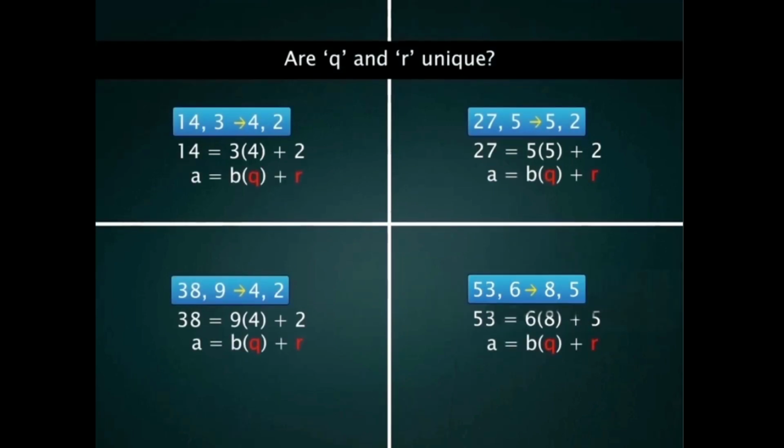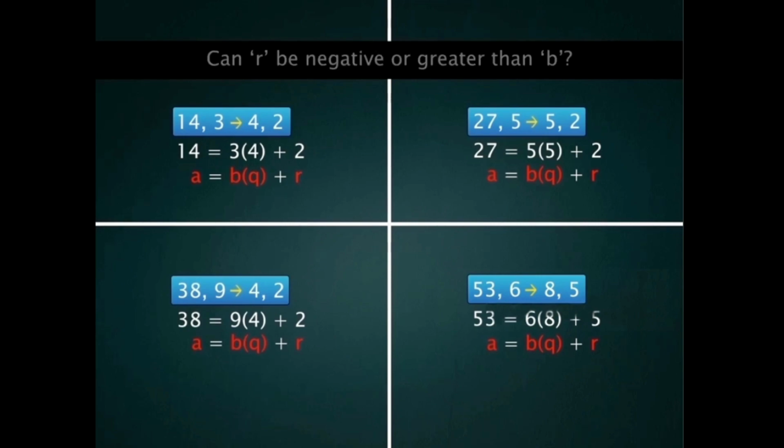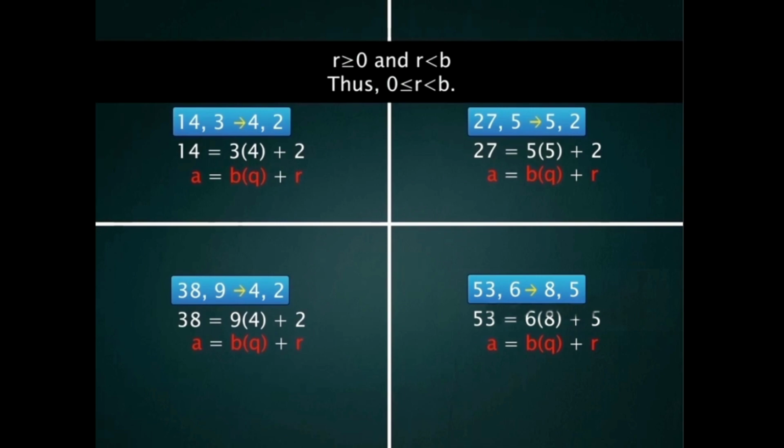What can you say about quotient and the remainder in each of these examples? Are they unique? Yes. For 2 given numbers a and b, there exist unique q and r, such that a is equal to b times q plus r. What can you say about the remainder? Can it be negative or greater than b? No, the remainder is always positive and less than the divisor.